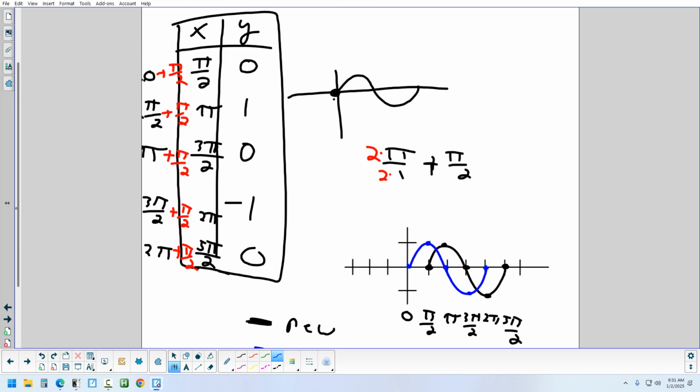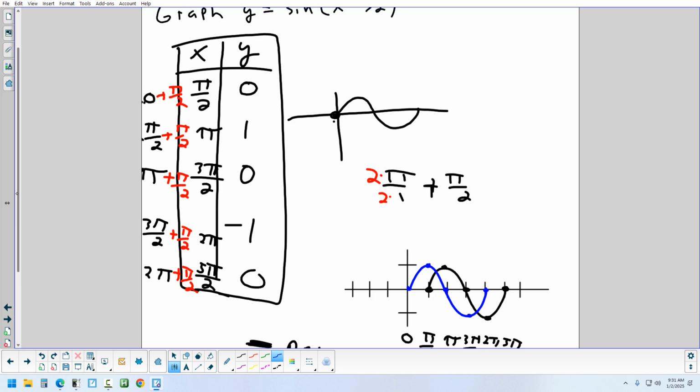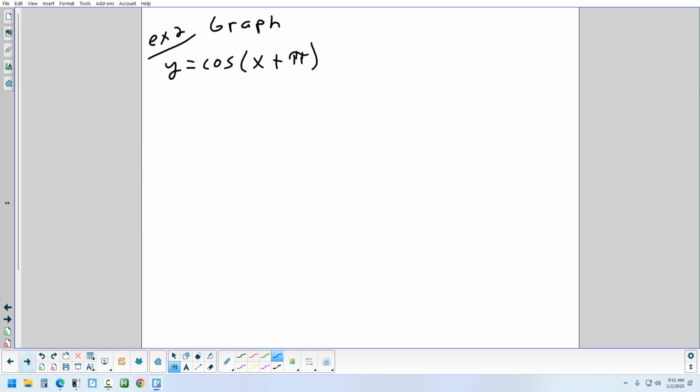So out of the two we're going to do today, this one's harder because of the denominators and the pi's. The x's are always messy to work with because they're all fractions. The y's are very easy to work with. It's just arithmetic with ones and zeros. So we're doing the harder one first, and then we'll finish with the easy one. Cosine of x plus pi.